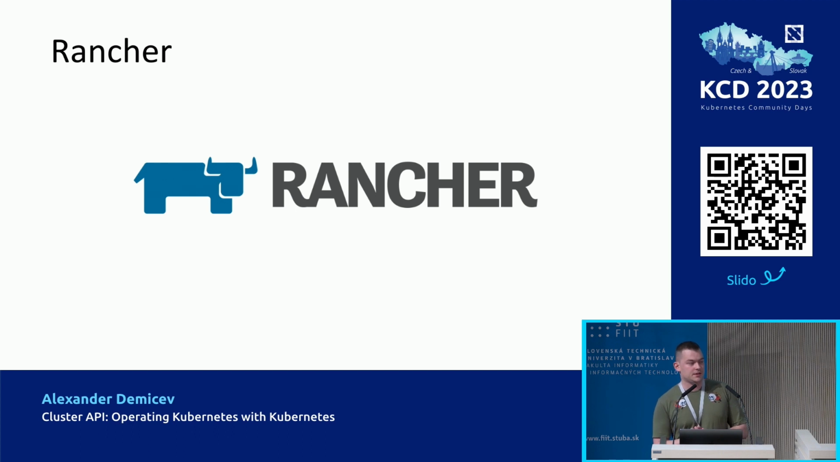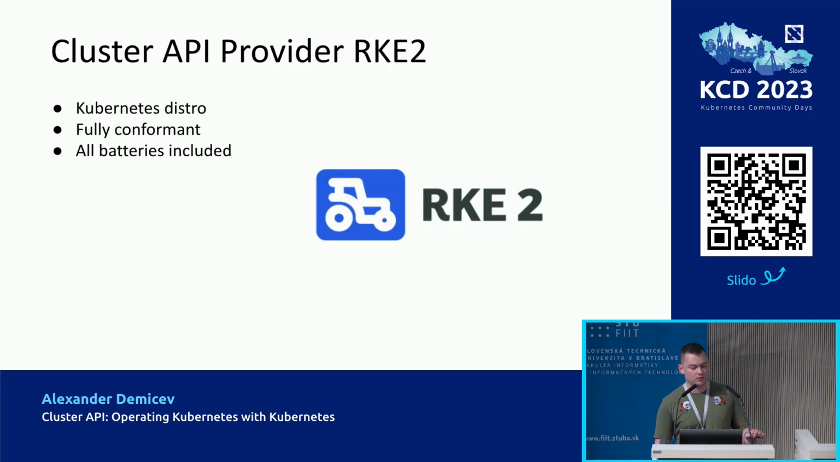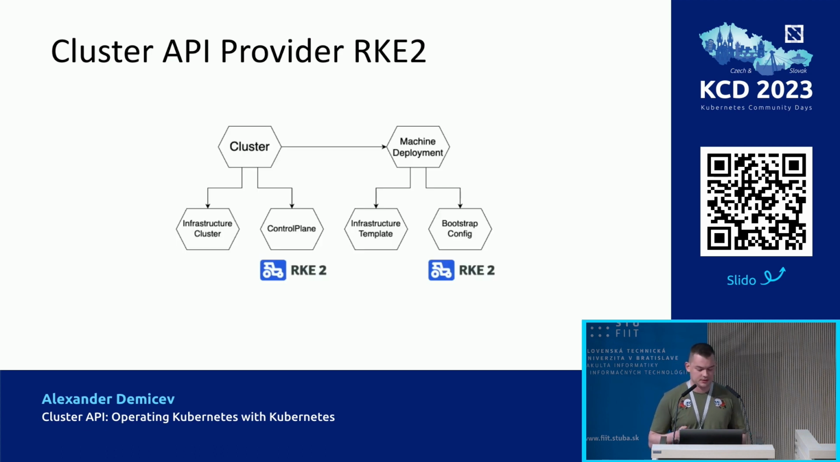And as I mentioned before, Rancher is a Kubernetes management platform. So there are a lot of things that are overlapping with what CAPI does. So we started to play with CAPI a lot in Rancher. And one of the things we did is we created a provider for bootstrapping clusters using our Kubernetes distro called RKE2, stands for Rancher Kubernetes Engine. It's a Kubernetes distro that is focused on security. All batteries are included. It's easy to install. So we implemented a CAPI provider for it, meaning that control planes and worker machines are based on RKE2.